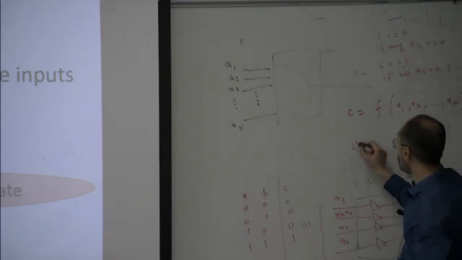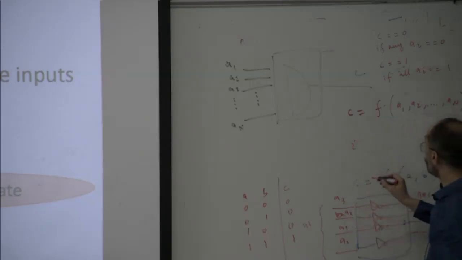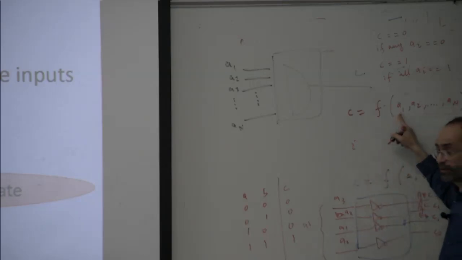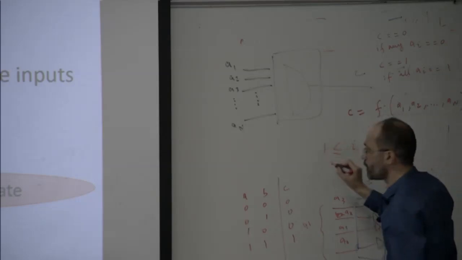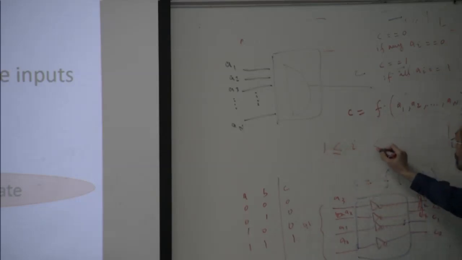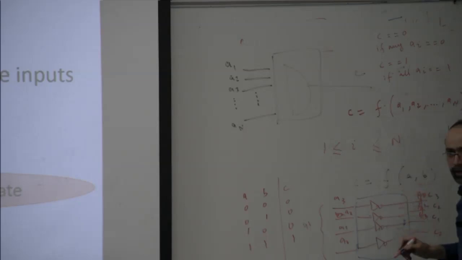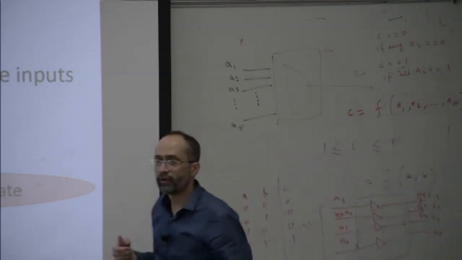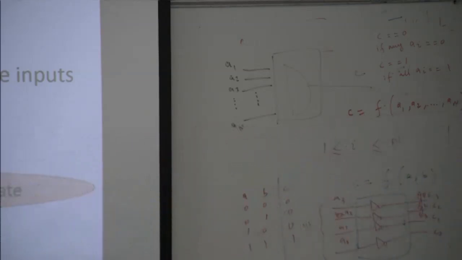And what is the range of i? So we start from A1, so 1 is smaller or equal to i, and smaller or equal to what? N. Got it? So this is the functionality of an N-input AND gate. Should we proceed? Easy or difficult? Easy. Good.